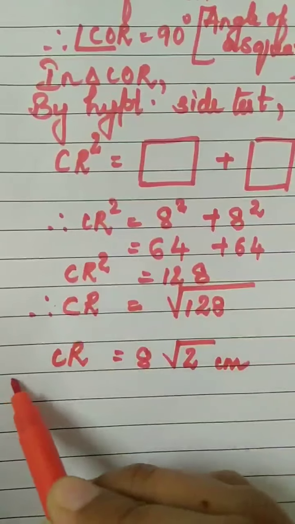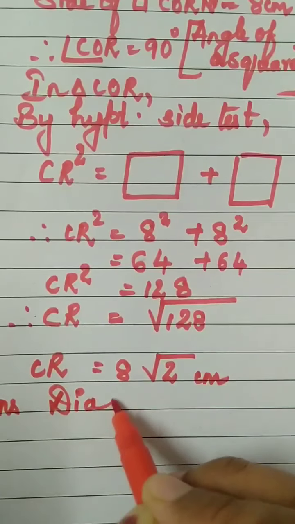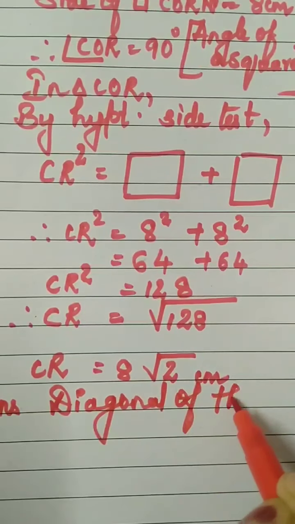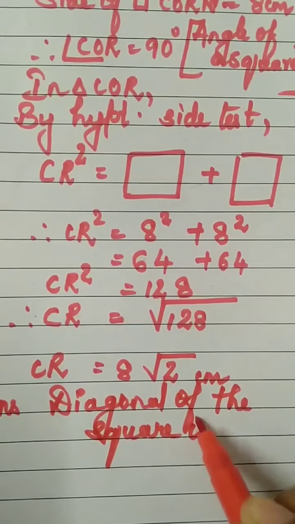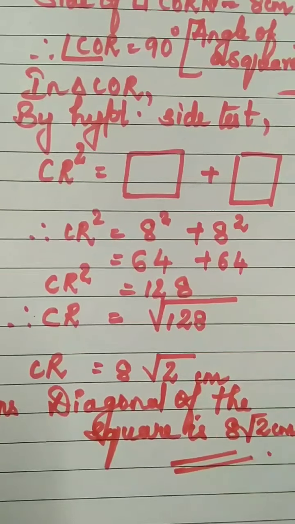That is the question. Write the final answer. Answer, diagonal of the square is 8 root 2 centimeter. That's it.